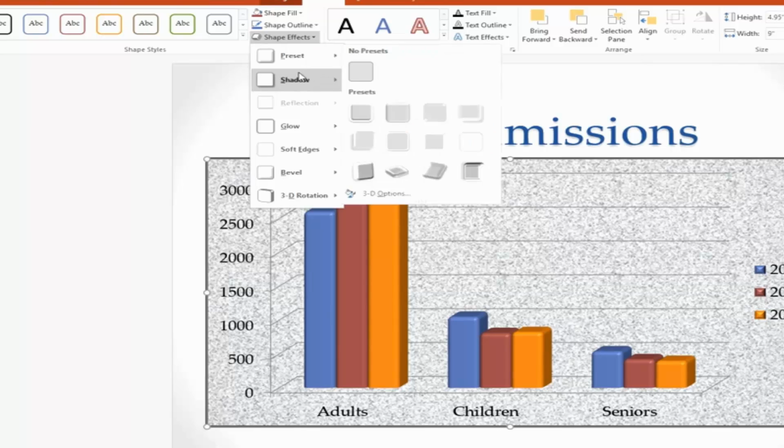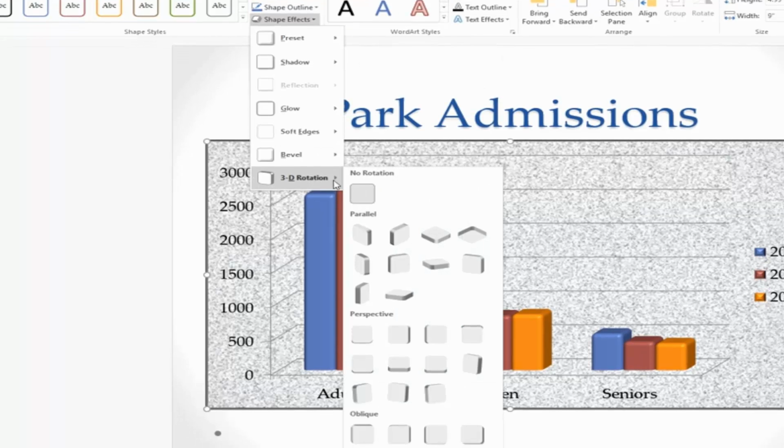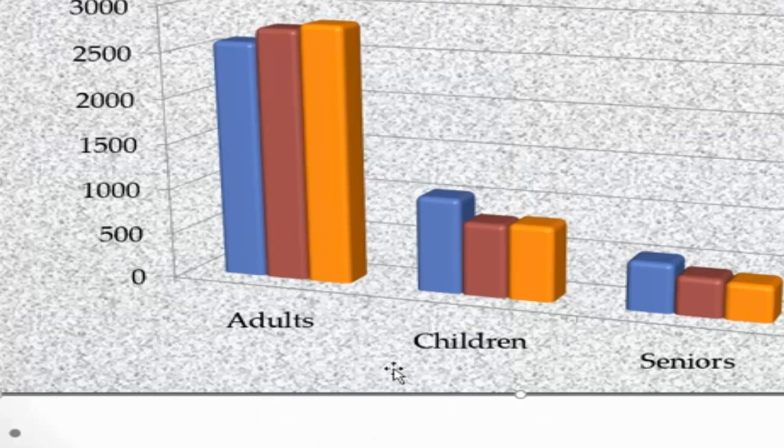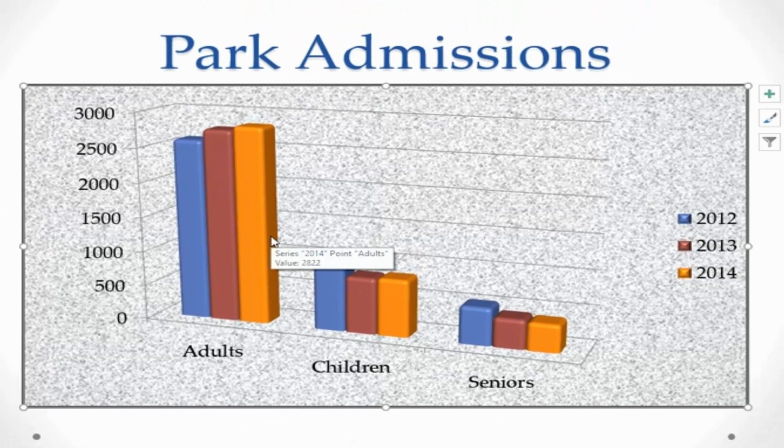And then we're going to do a 3D rotation, which is kind of fun. And 3D rotation, last one on the right. Okay, and choose that one. And then you see the whole chart receives kind of like a 3D effect. And then now we're going to format the chart's data series. So we're going to add some plot points to this.